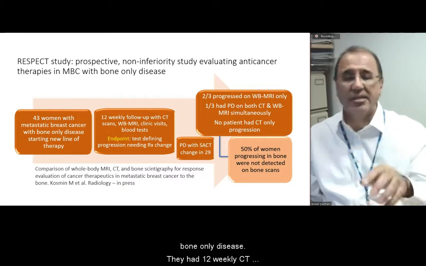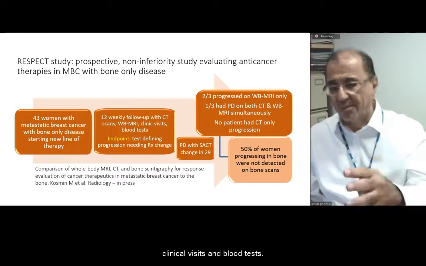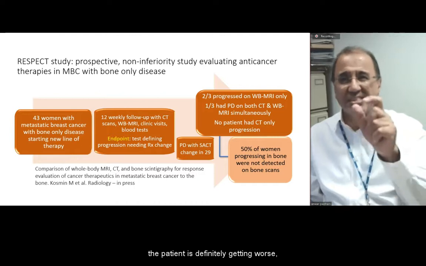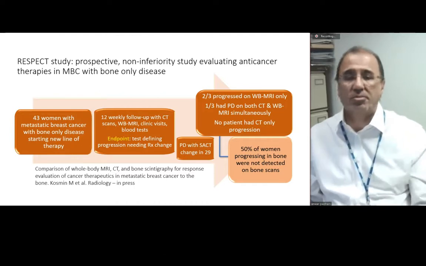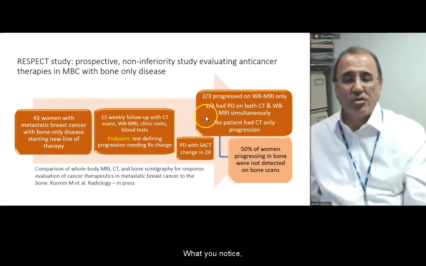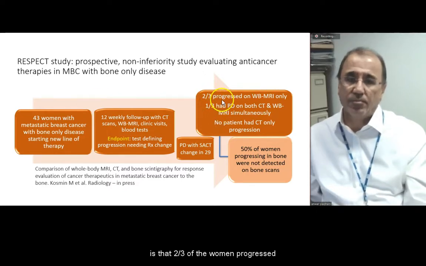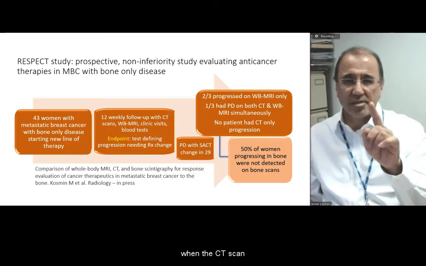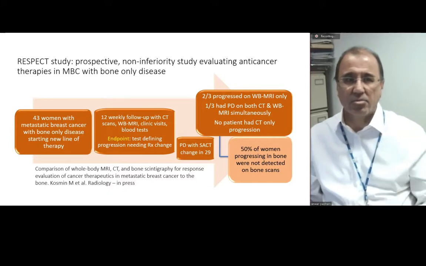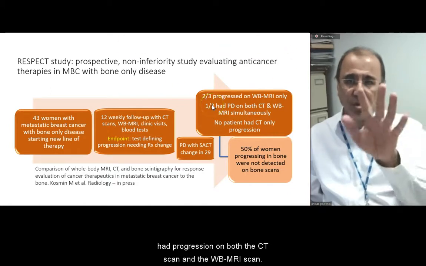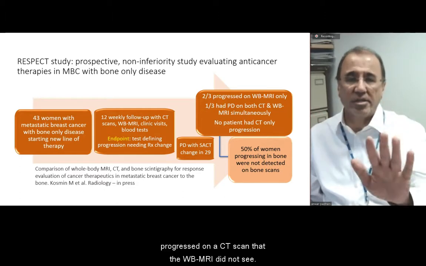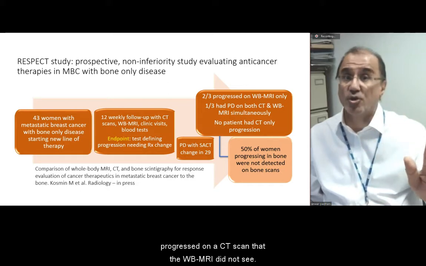They had 12 weekly CT scans, bone scans, MRI scans, clinics, and blood tests. And what we were looking for is the point at which we would say the patient is definitely getting worse, you need to change treatment. Okay, now, what you notice is that 2/3 of the women progressed only on the whole body MRI scan when the CT scan was stable. 1/3 of women had progression both on the CT scan and on the whole body MRI scan. There was not one patient that progressed on a CT scan that the MRI did not see.